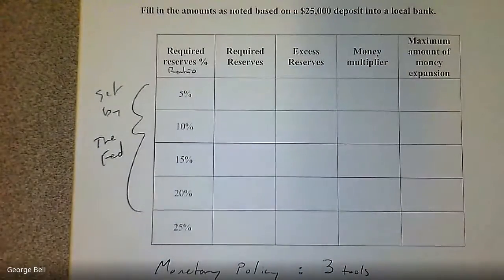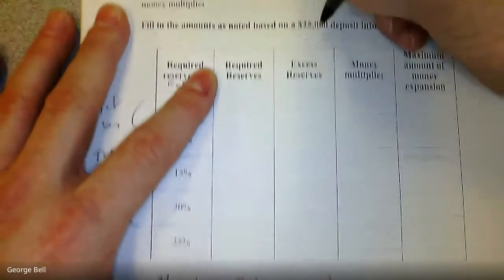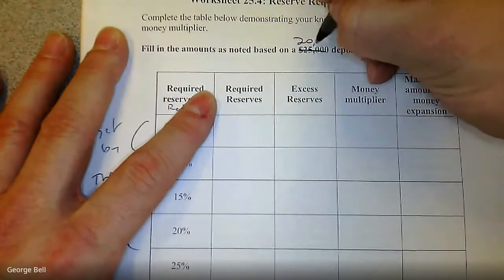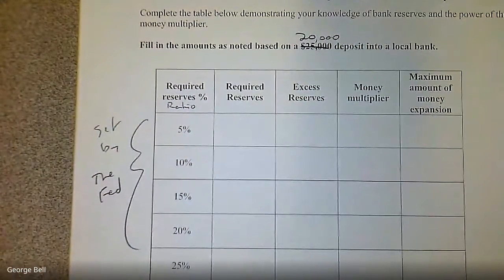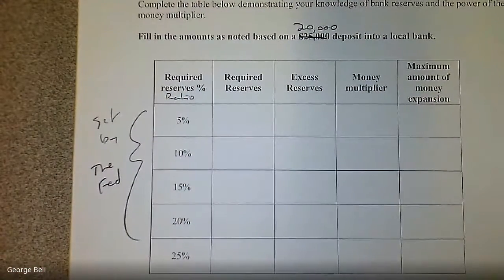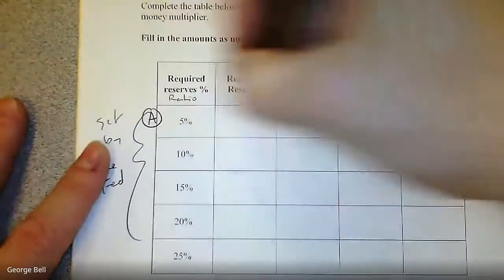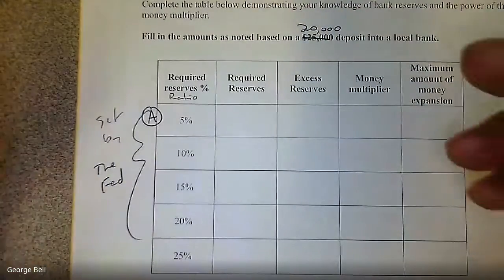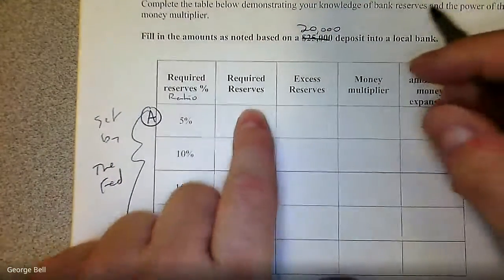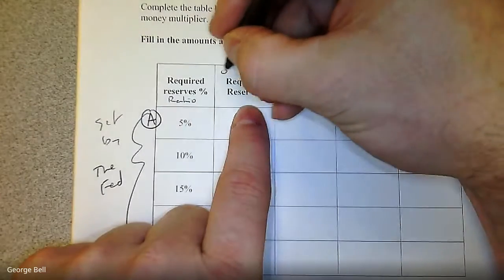Every time new money comes into the bank, they have to allocate that money accordingly. Now, we're going to change this sheet. We're not going to use 25,000. We're going to use 20,000. That'll make the math much easier. We're going to use this first problem, which I'm going to call problem A, to define these words for you, and then we'll give a better definition in a minute. Required reserves are the amount of money that local banks have to hold on site.